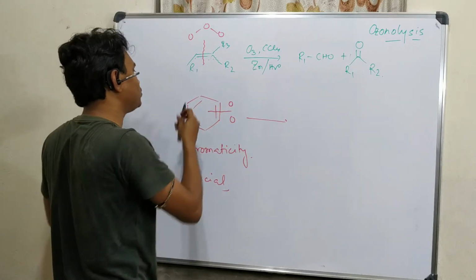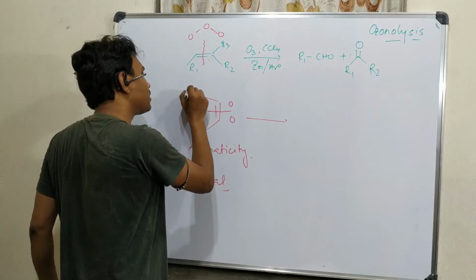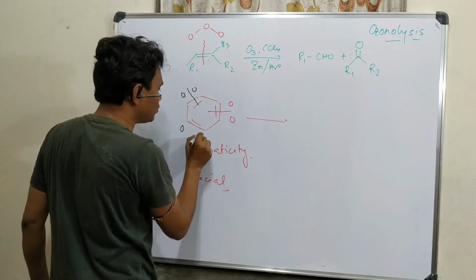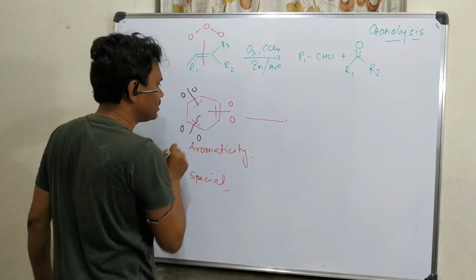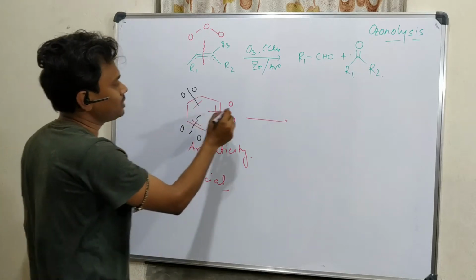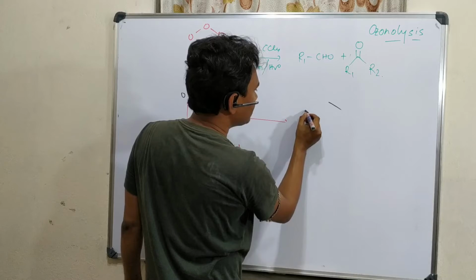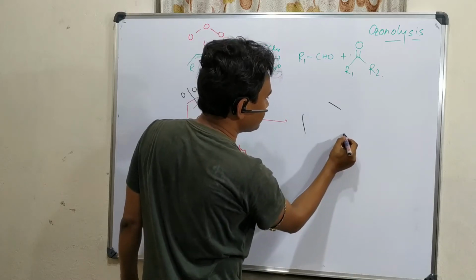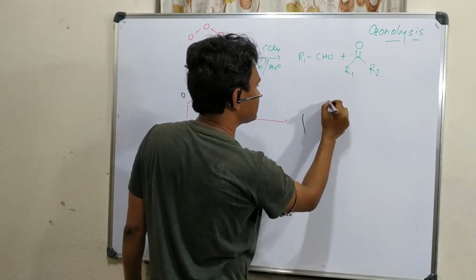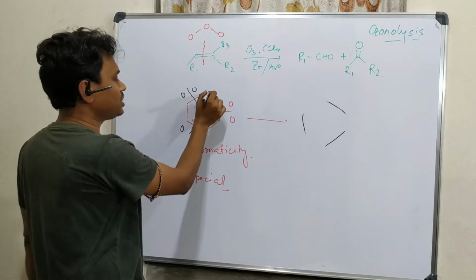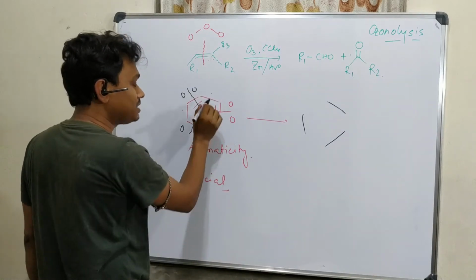You have to write 2 oxygen here. So that will be the product. So as I told you, try to keep everything as it is. This 3 double bond is intact, 1, 2 and 3 single bond.